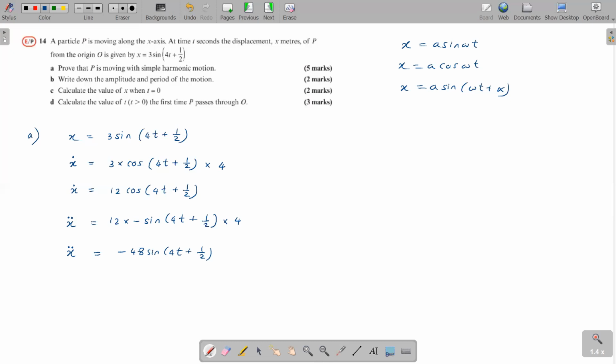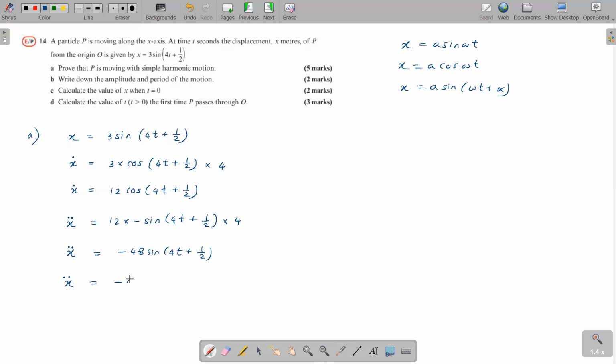Now, did I come into the format yet? x double dot is supposed to give the format x double dot equals minus omega square x. So where is the x term here? I don't see an x term. x double dot needs to be a negative constant times x. How do we get the x back into this equation? We have a big function of sine (4t plus half). If you recall, at the top here, 3 sine (4t plus half) is actually x. Do you agree with me?